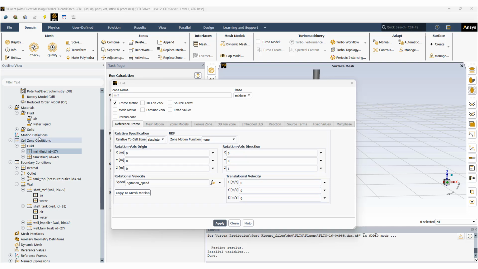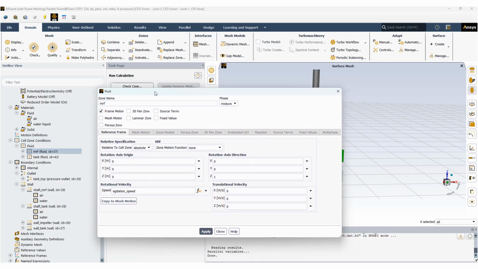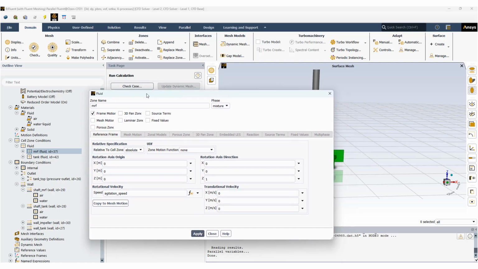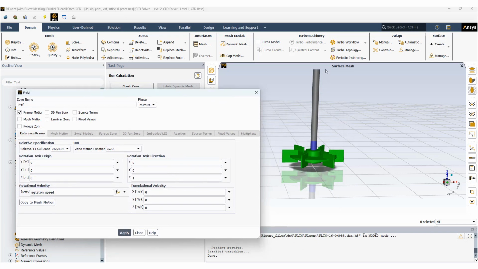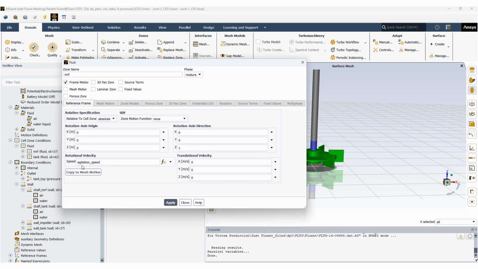In the cell zone conditions, the cell zone named MRF is basically the rotating region, as I demonstrated before, and the setting is a frame motion. The rotational axis is the positive Z direction, as you see here. It's actually this way, and the corresponding speed is again the same speed setting.